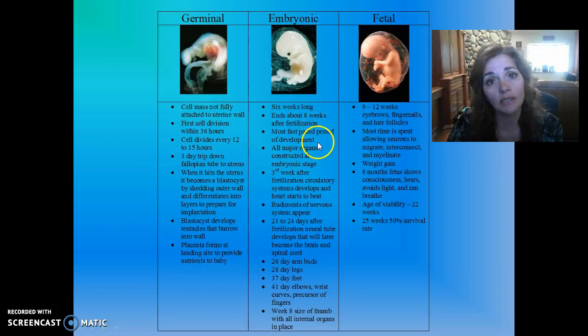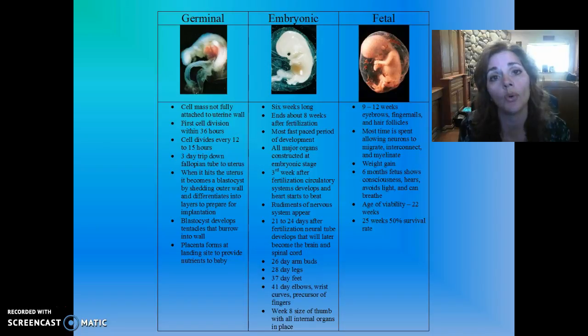Once implantation occurs inside the uterus, we enter the embryonic stage, which is the next 6 weeks. This is where the most fundamental changes occur, and all major organ systems are in fact developed during the embryonic stage. It also is the most fast-paced period of development.